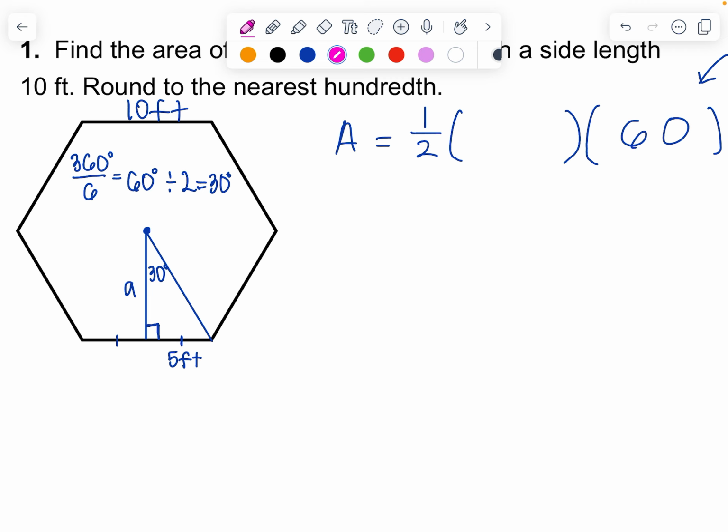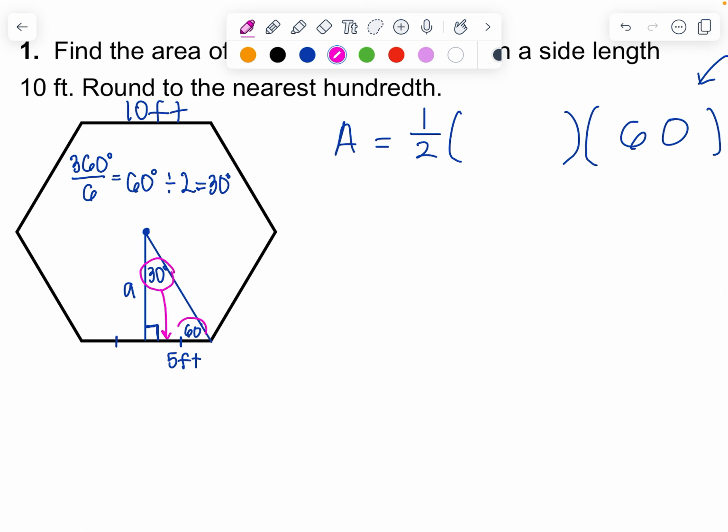So for this one, let's use the fact that it's a 30, 60, 90 triangle because it's less work. So this is 60 degrees, right? Across from the 30 is my 5-foot side. That means across from my 60 is 5√3. So the apothem is 5√3. It's less work, right? I could use SOHCAHTOA, but I didn't feel like it.